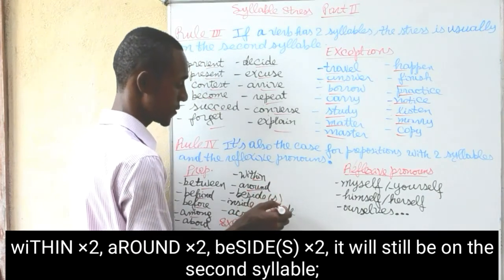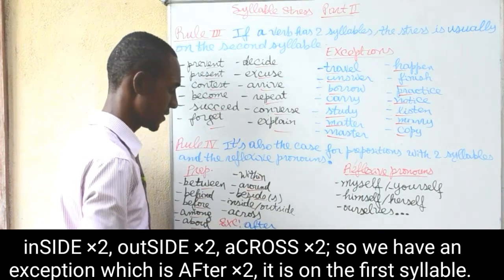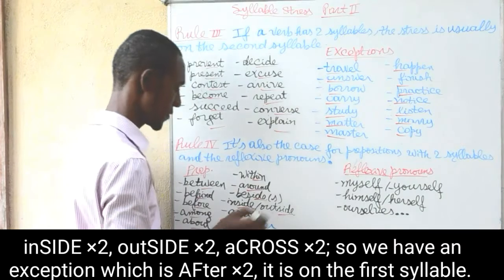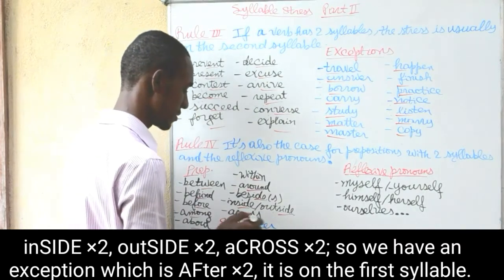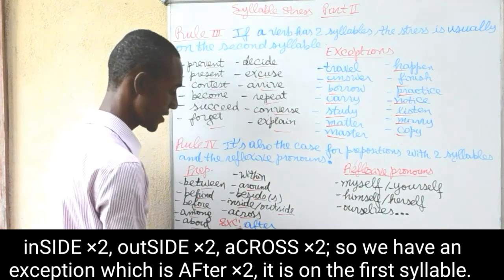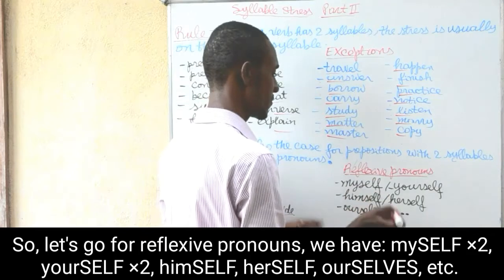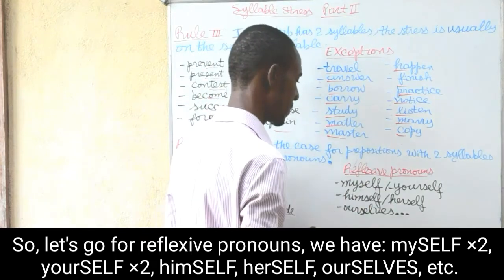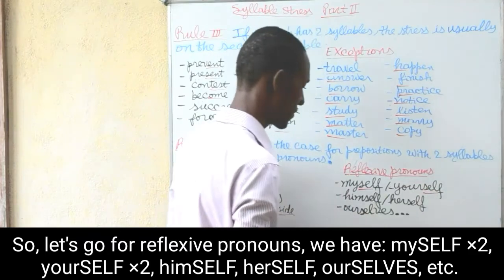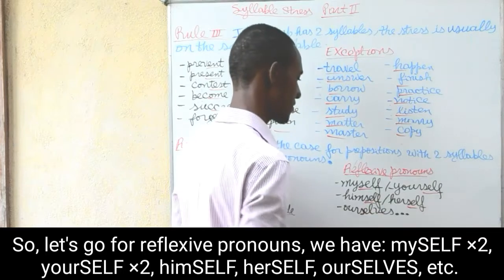Okay, it will still be on the second syllable. Inside, outside, across. So we have an exception, which is after. Okay, it is on the first syllable. So let's go for reflexive pronouns. We have myself, yourself, himself, herself, ourselves, etc.